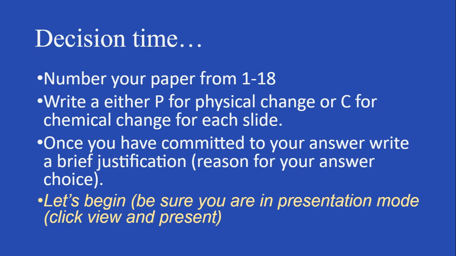So you'll have 1 through 18. You'll write either P for physical change or C for chemical change for each slide. Once you have committed to your answer, write a brief justification. A justification is a reason for your answer choice, why you chose that answer. We're going to go ahead and begin.